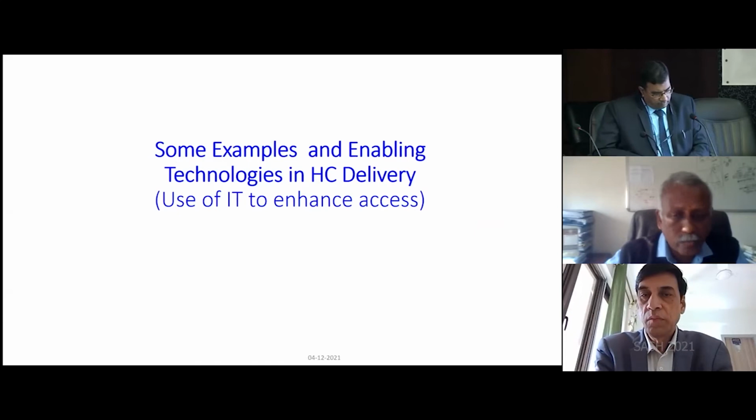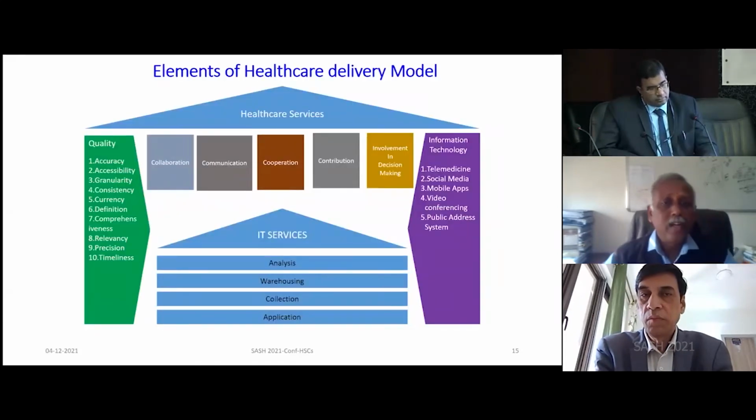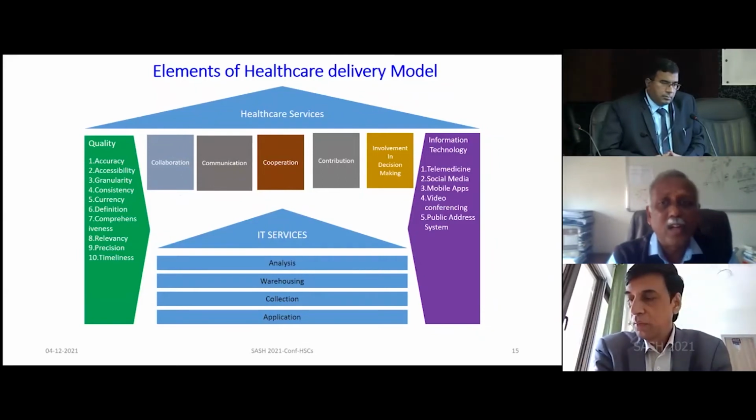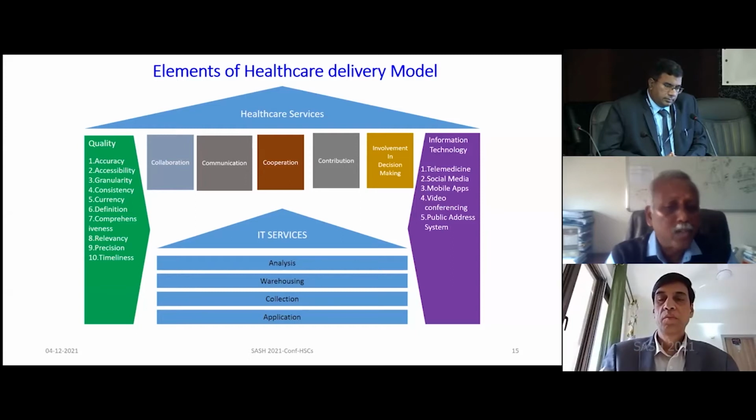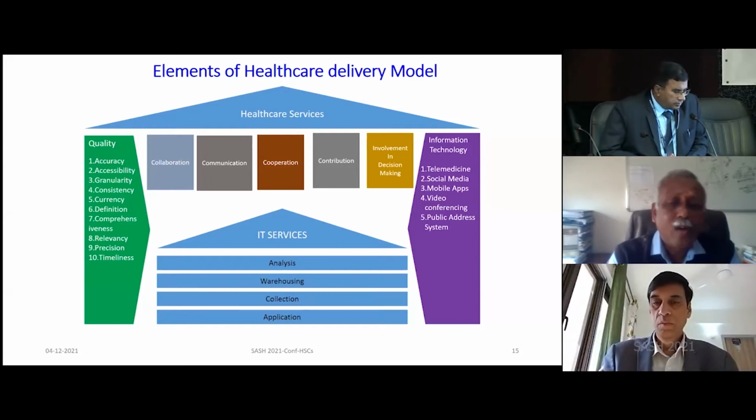So in the next few minutes, I will talk about these digital technologies and some frameworks for digital, and how information technology can make a difference in the areas of telemedicine, social media, mobile apps, video conferencing, public addressing systems, and so on. Kerala is the best example, where film industry people started coming and interacting with the general public, and all those innovations happened during this COVID time.